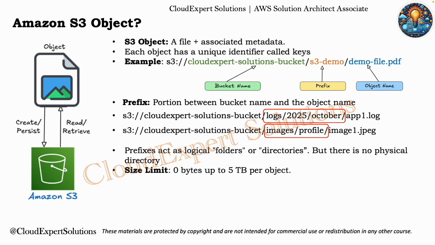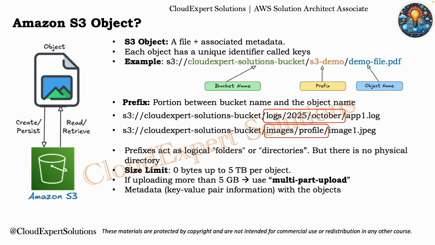There is no limit to the number of objects you can store in an S3 bucket, but a single object cannot exceed 5 terabytes in size. And if you are uploading more than 5 GB of data, then you must use the S3 multipart upload capability.